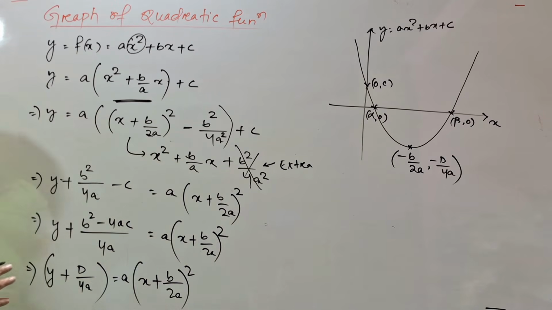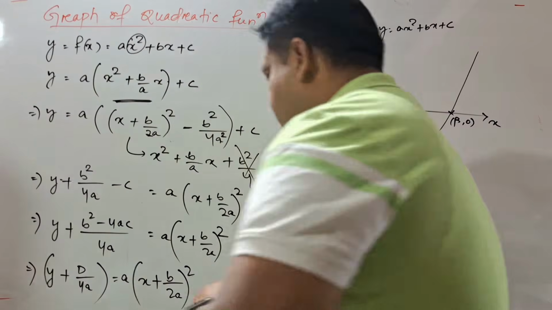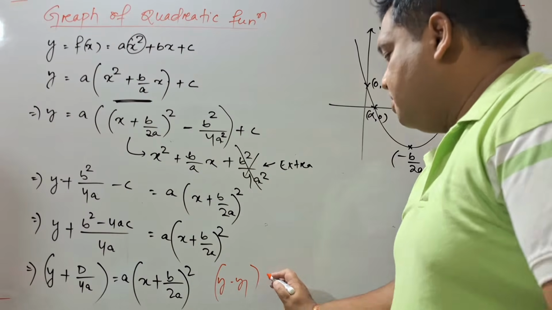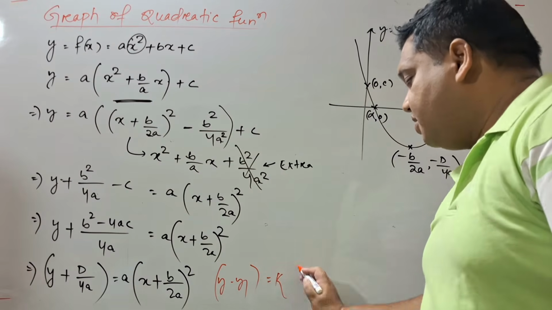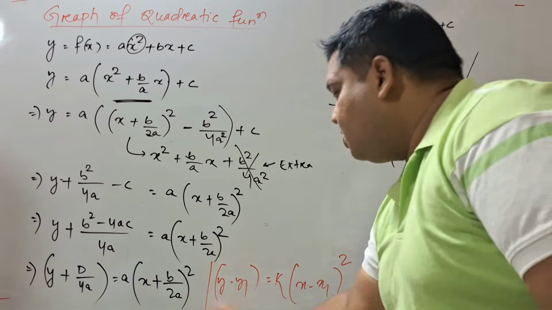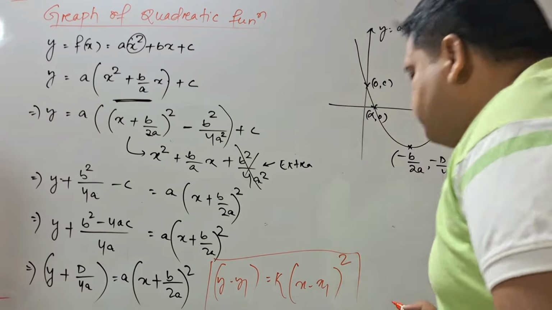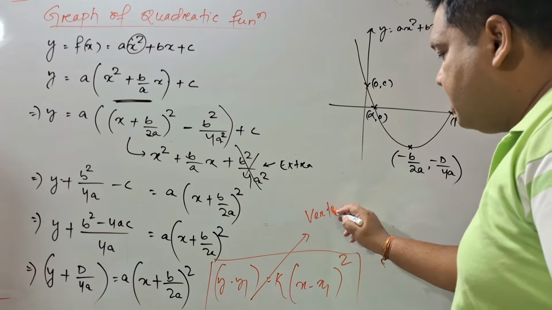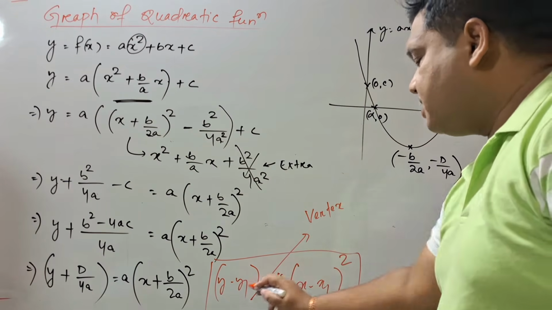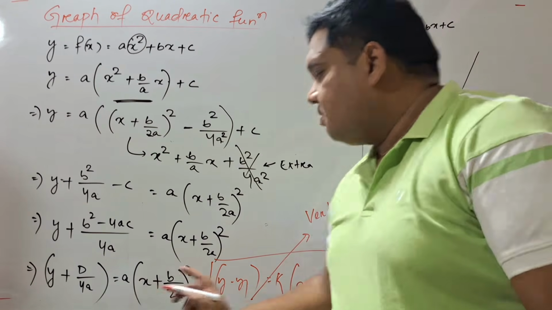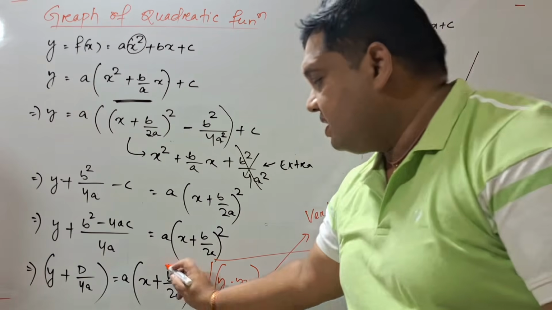Done. Now if you observe here, this one is written in this form: y minus y1 is equal to any constant into x minus x1 whole square. This is a parabolic expression, and here the vertex is what? If I discuss the vertex, this is x1 comma y1. Now if I compare here, so here vertex is what?